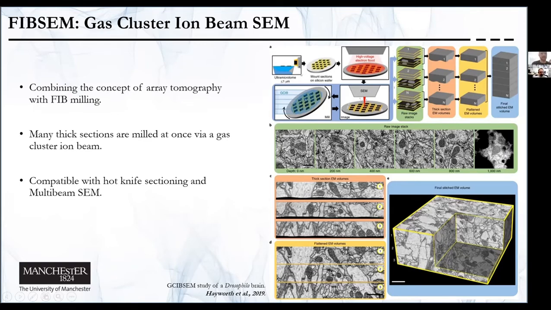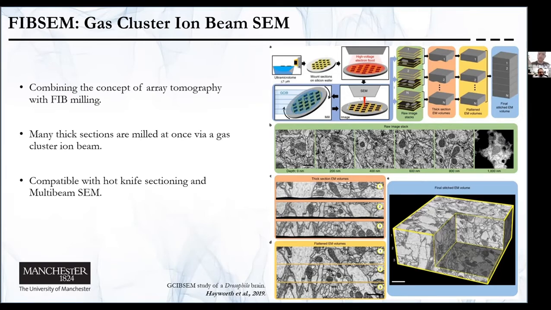So with gas cluster ion beam technology, instead of imaging thin slices once, what you do is you put your thick slices that may have been collected on a hot knife sectioning machine, for example. These 20 micron thick slices, you've got an array of a few dozen of them on your wafer. And you use like a FibSem technique, but instead of a focused ion beam, you use a cloud of gas ions to mill away all of the sections simultaneously.